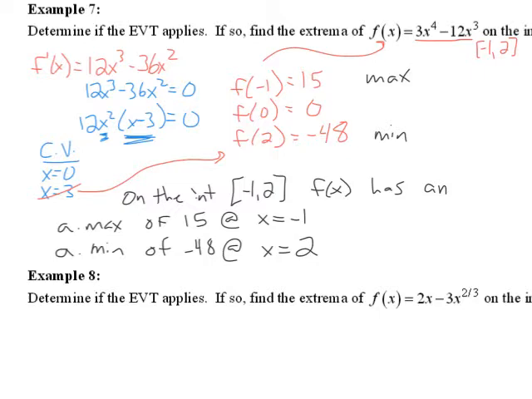To recap, we find if the EVT applies, and then if it does, we find the derivative, set the derivative equal to 0, find our critical values, test the endpoints and the critical values, and then draw our conclusion. Example 8 is so close in style to example 7. I want you to take a shot at tackling that one on your own. Go ahead and pause the video. I will write out my solution and then you can check your work against the solution provided. Go ahead and pause it now.